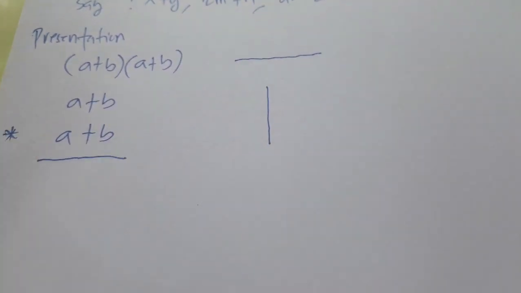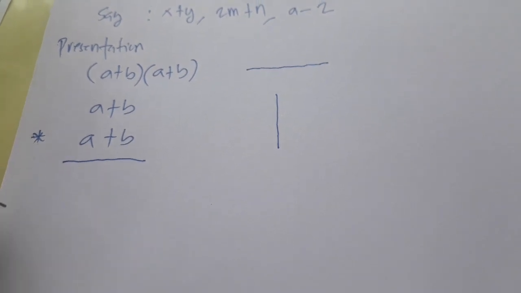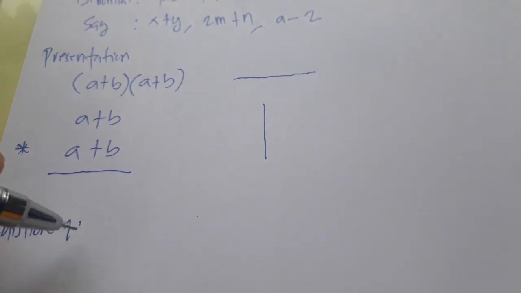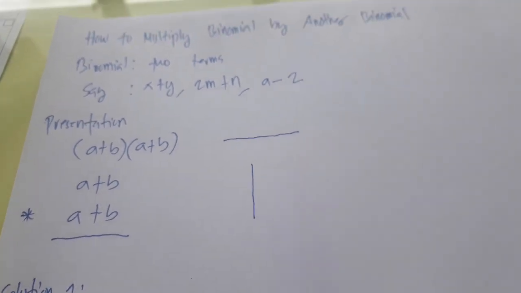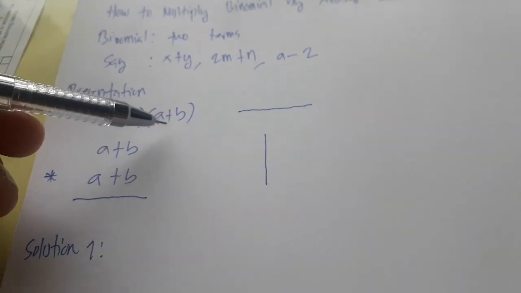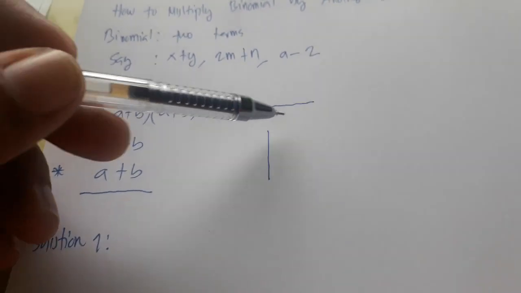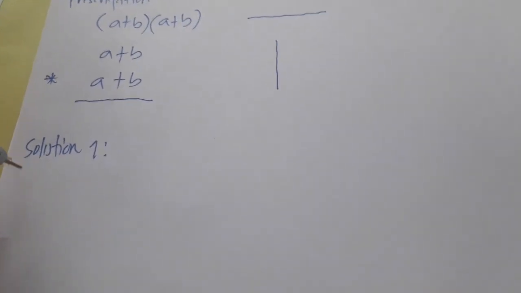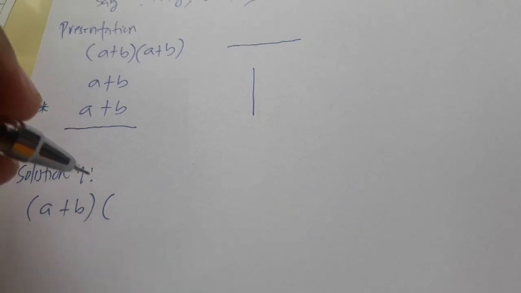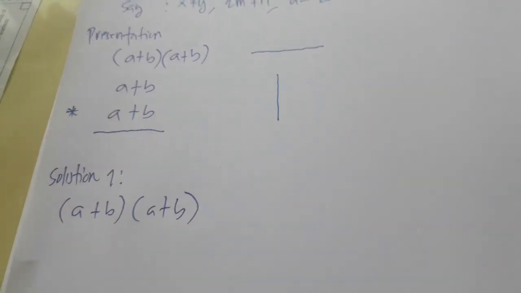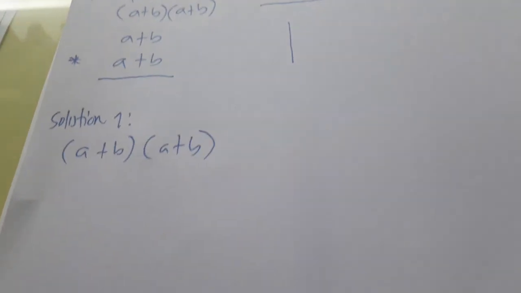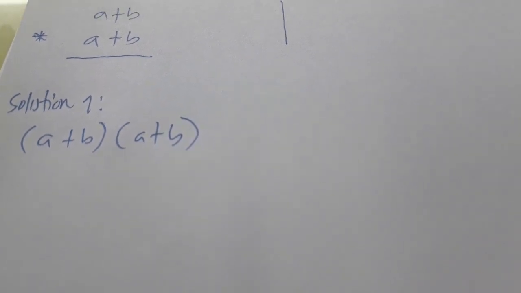Are you ready? Since I will be giving you two solutions, in solution number 1 we will multiply a plus b quantity times a plus b in the horizontal presentation. So let me rewrite: a plus b quantity times another quantity a plus b. How do we multiply these two quantities, these two binomials?